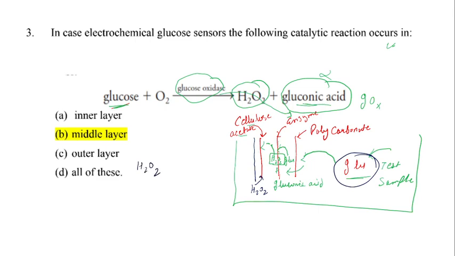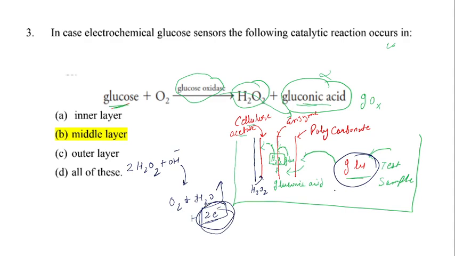At the electrode it will sense this H2O2. How will it sense? It will react with OH minus ions and produce O2, 2 H2O, and 2 electrons. So finally you will get 2 electrons. Due to these electrons, current will flow, and this current will be responsible for indicating how much glucose is there.